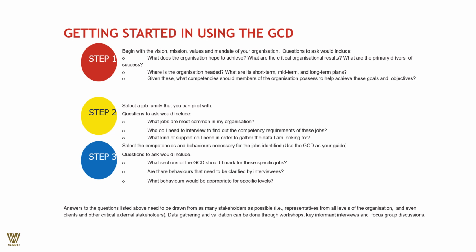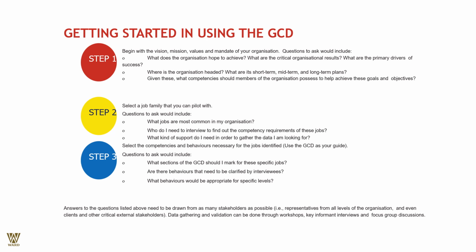So what are we trying to do? We're trying to identify the type of organization that we are working for. What jobs are most common in my organization? Who do I need to interview to find out the competence requirements of these jobs? What kind of support do I need in order to gather the data that I'm looking for? You need to answer such questions, and select the competencies and behaviors necessary for the job. This is what we will be talking about in step number three.